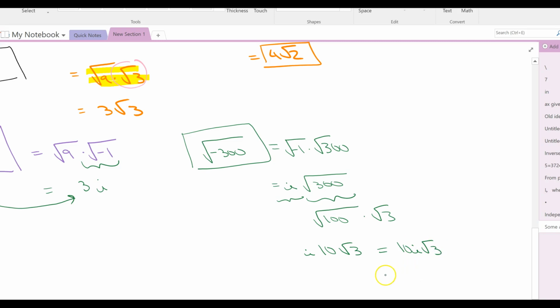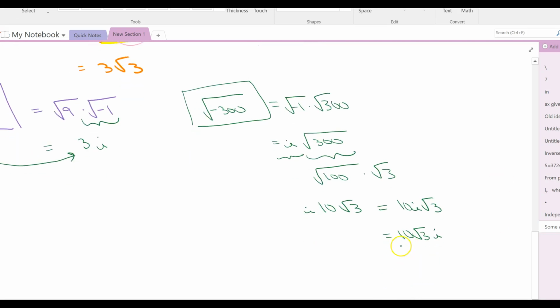The reason why, everyone, is because many people, when they write it like this, even though technically, if you look at this, this is kind of like in the bi form. The reason why we swing the i up front is because it's really easy to be careless and extend this square root too far. So that's why we keep the i right in between. So it's 10i root 3. Does that make sense, everyone?